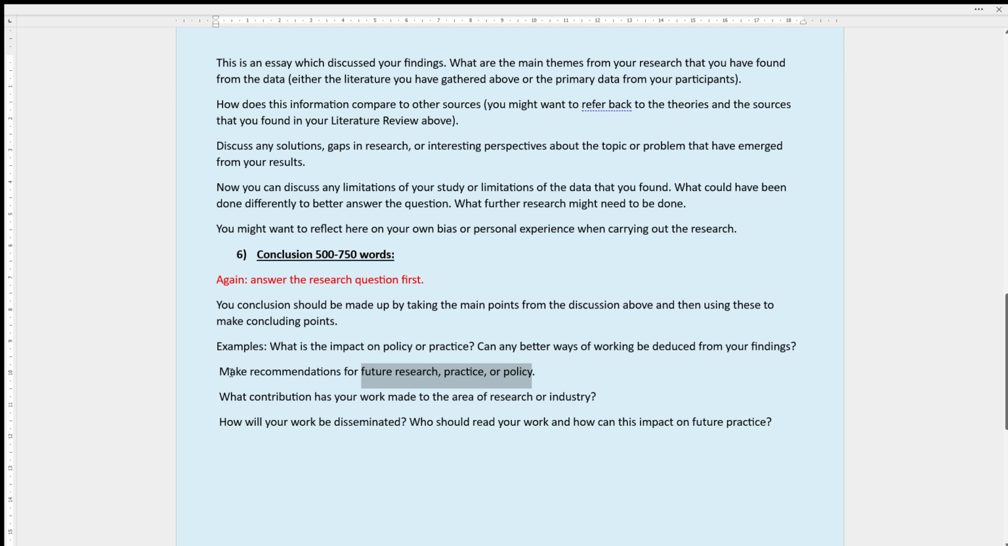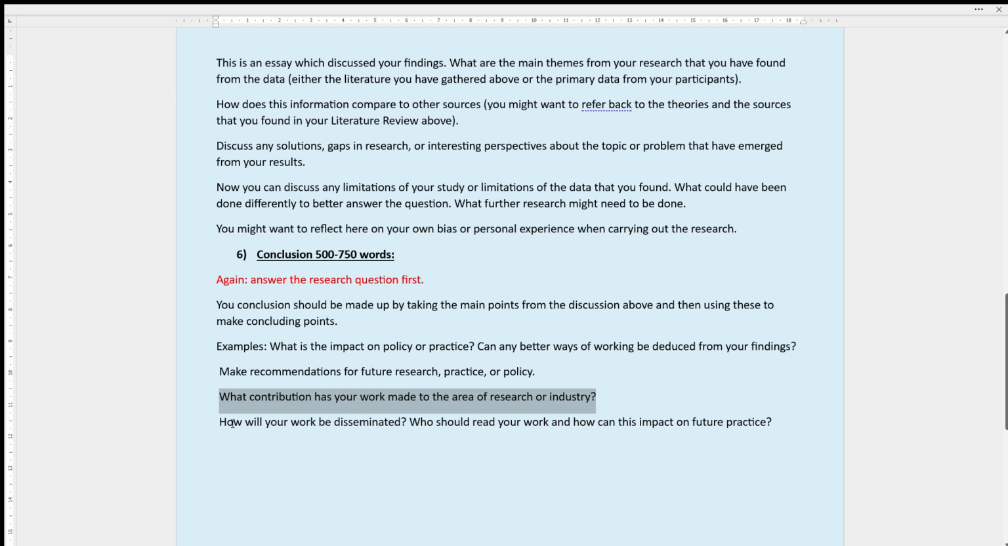So again, this is a really important section, the recommendations part. It's probably one of the most read parts of any piece of research. Again, when you were looking for your research gap, you probably went straight to the recommendations section in a lot of the journal articles that you looked at. And then what contribution has your work made in the area of research or industry? So what is the impact really of what you've done, or what's the potential impact?